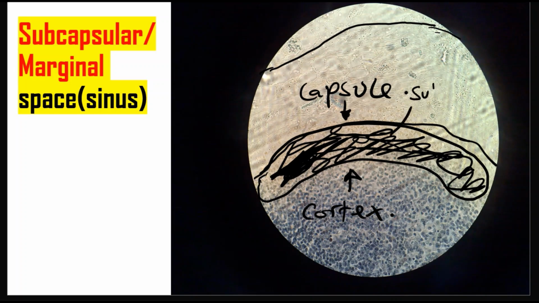From the name itself, you can tell sub means under, and capsular is from capsule. So under the capsule there's a sinus, which is a space. So draw this and show the subcapsular sinus there. This is what you are going to see in the lymph node.